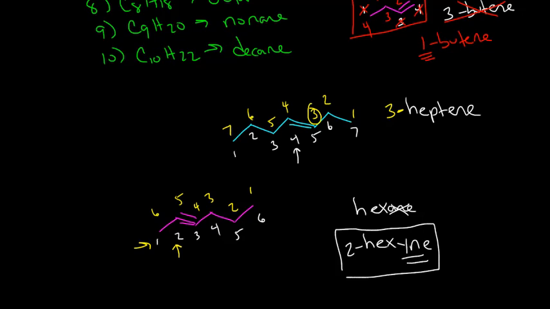Okay, so this is how we name our alkanes, alkenes, and alkynes. In the next video, we're going to explore how we can name these hydrocarbon chains that have been functionalized with something else.